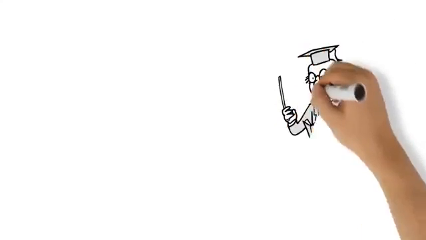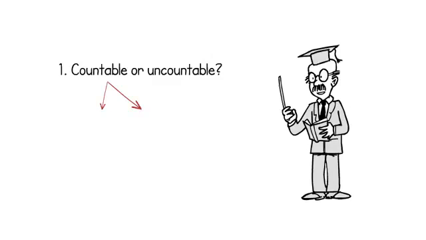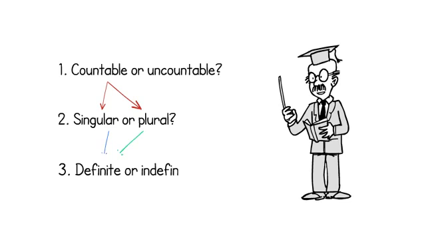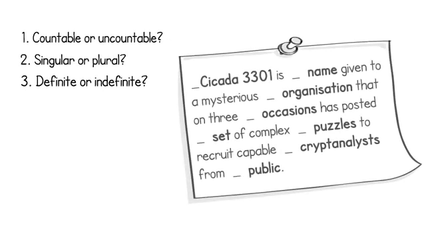When deciding which of these articles to use, look at each noun in your sentence and ask yourself three questions. 1. Is the noun countable or uncountable? 2. If it is countable, is the noun singular or plural? 3. Is the noun definite or indefinite? Let's examine a sentence from an article about the organisation Cicada 3301. Take a moment and consider what articles, if any, you would use in each of the blanks.